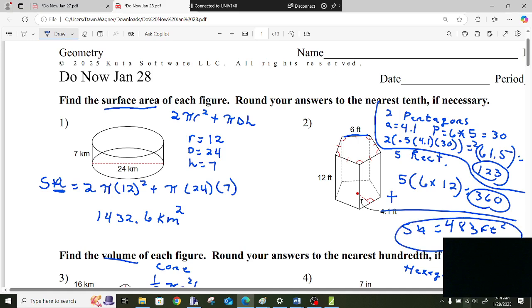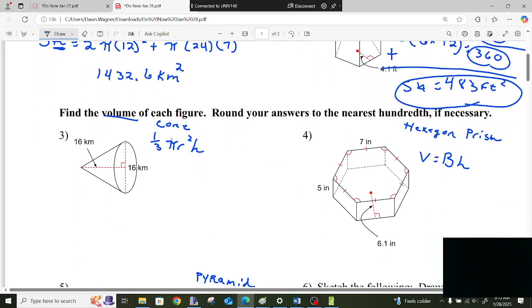How are we feeling on surface area? Are we feeling any better on these? This next one, we have some. Yes.